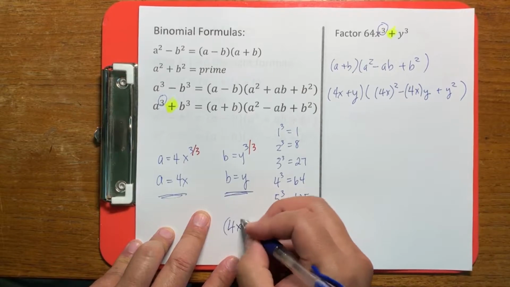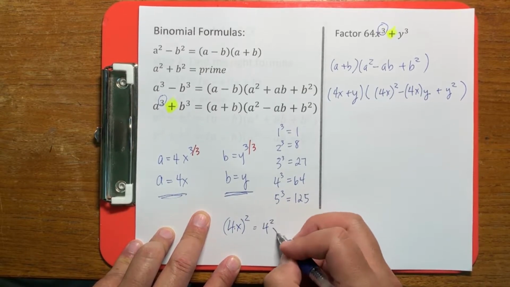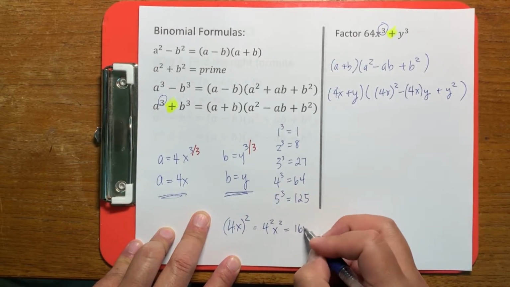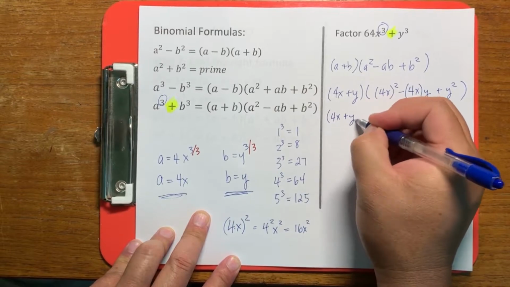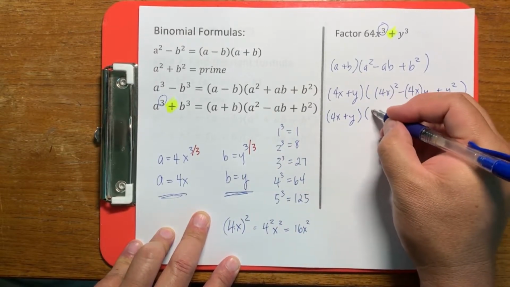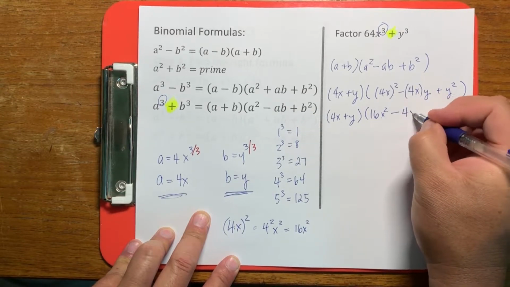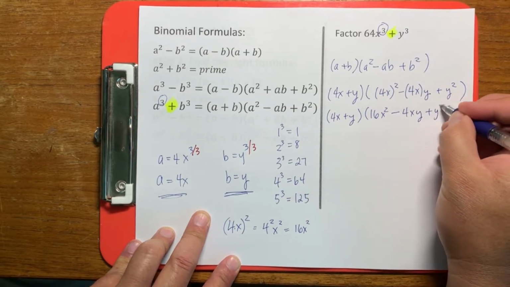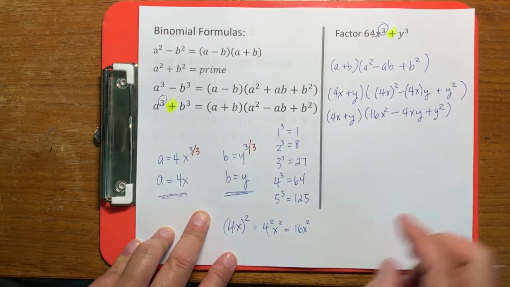Remember that 4x squared, there's a multiplication between, equals 4 squared x squared, which is equal to 16x squared. So nothing is happening here, but we do have to turn that into 16x squared minus 4xy plus y squared. Remember, this is prime, so we can't factor it any further.